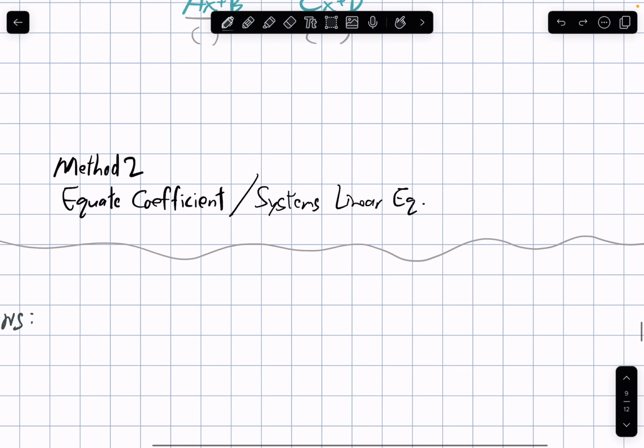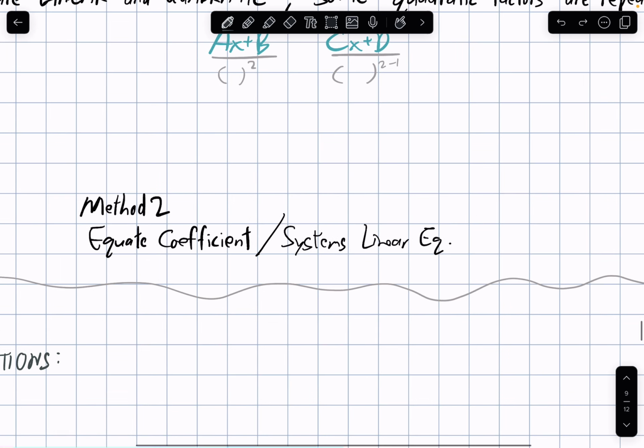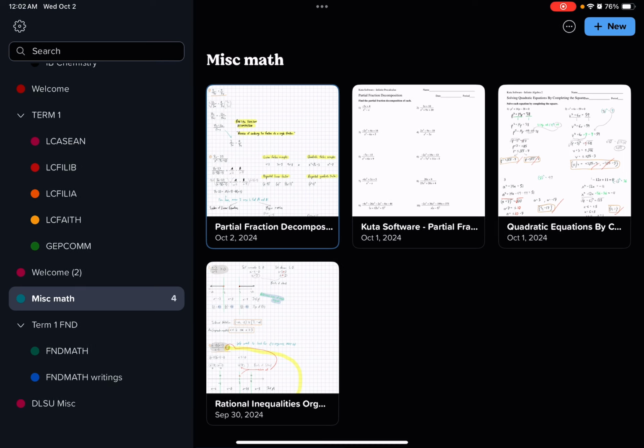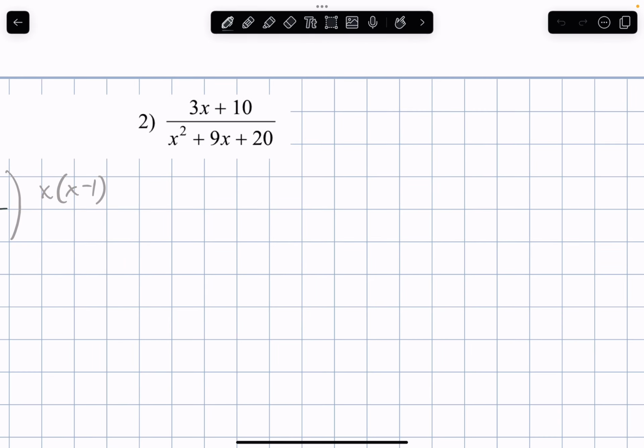For method 2, this is usually used for more complex problems. Usually when you cannot use method 1, you immediately proceed to method 2. So we equate coefficients. Systems of linear equations are involved. So let's go back. Let's start with number 1 officially.